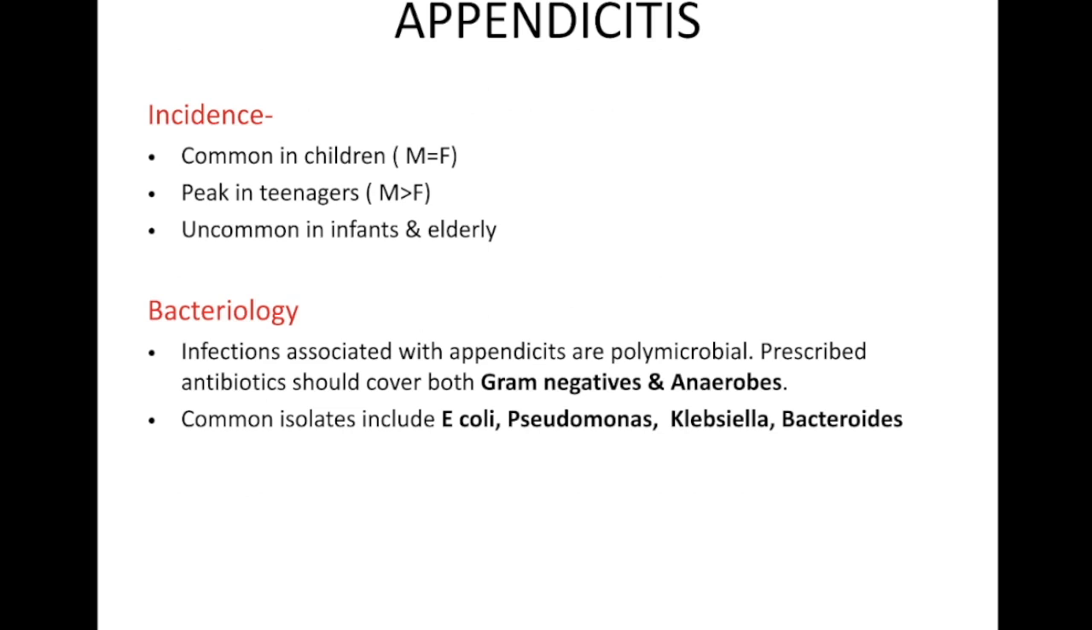Coming to appendicitis, it's a disease of the younger age, peaking in the teenage years. It's usually associated with a polymicrobial infection, and the antibiotics should cover both the gram negatives and the anaerobes. The common isolates are E. coli, Pseudomonas, Klebsiella, and the bacteroides.